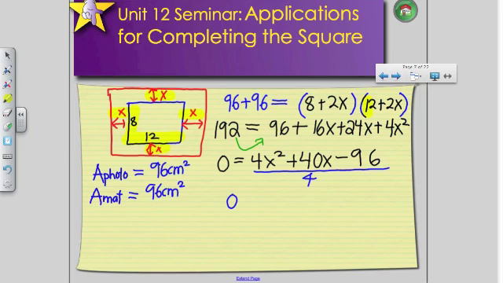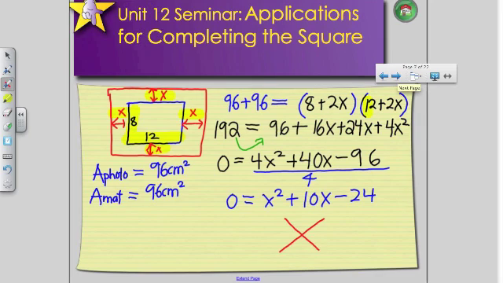So I have 0 is equal to x squared. Positive 40x divided by 4 is positive 10x. And negative 96 divided by 4 is negative 24. That's a lot easier to work with. Smaller numbers, less possibilities. So now I'm going to do trial and error.